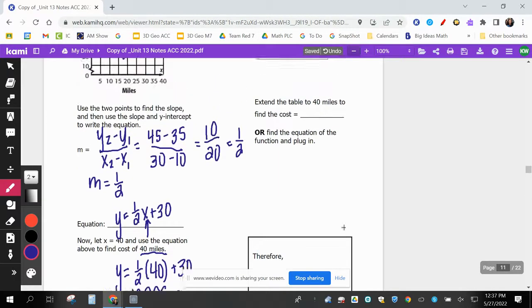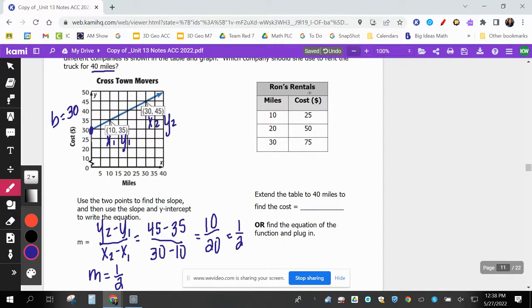All right, going to the other table for Ron's Rentals, we are going to extend the table to find out the cost for 40 miles. Each time here, the miles go up by 10. So I'm going to have it go up by 10 to find 40 miles. Over here, the cost goes up by 25. So I'm going to add $25 on to find the cost for 40 miles, and I get $100. So the cost is $100.